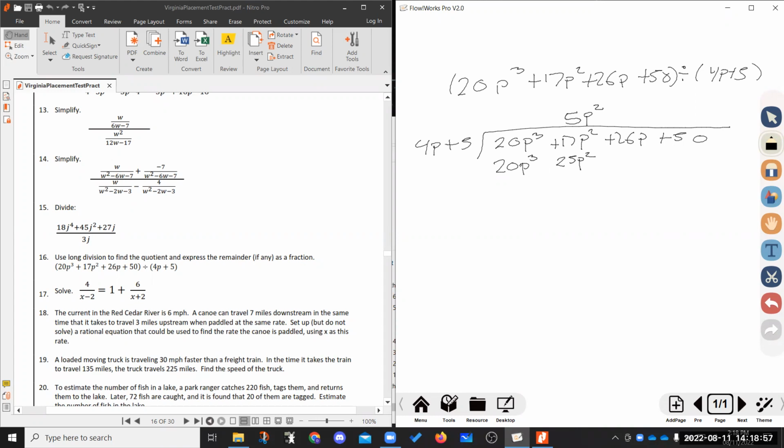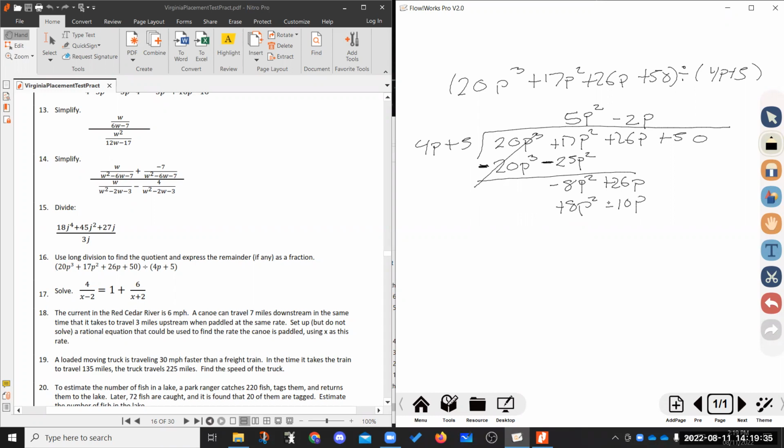Now we had a positive and a positive, so when we subtract, the opposite of a positive is a negative, and the opposite of a positive is a negative. So we'll change our signs and add. That first part is going to become a 0. That's what we want. When we add negative 25 to positive 17, we get negative 8. We're going to bring down. We're going to do this again. And we're going to divide p squared by p, and we get p. Negative 8 divided by 4 is negative 2. So we're going to have negative 8p squared minus 10p.